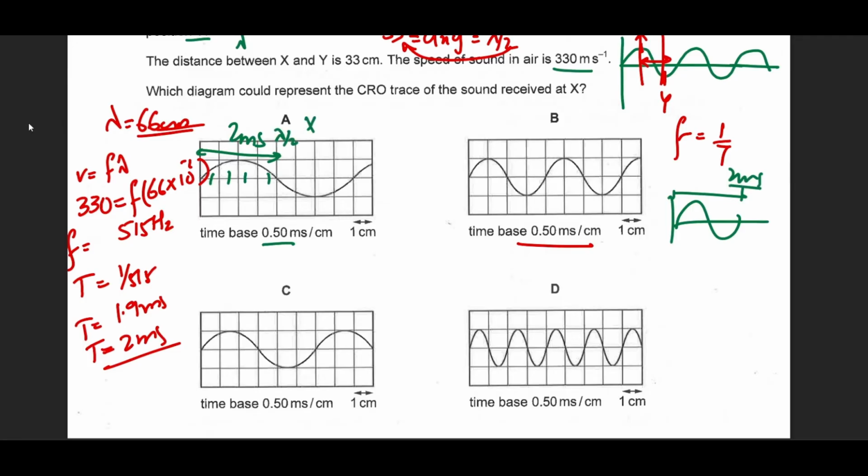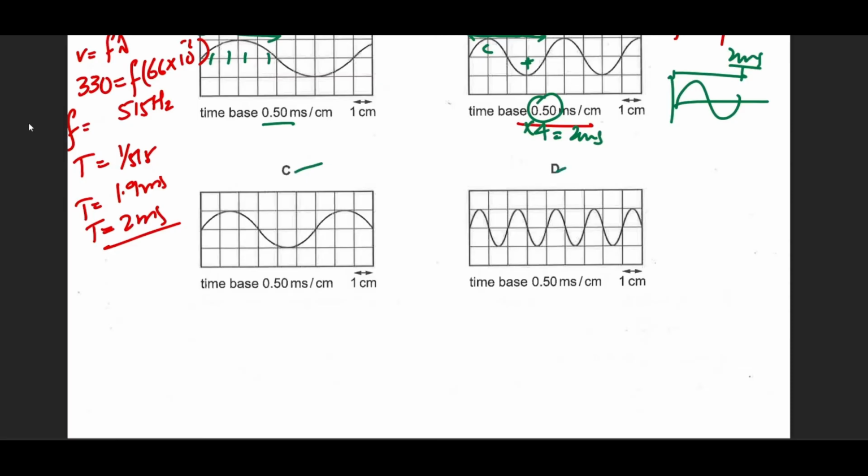Let's try option B. So from this point to this point, we count 1, 2, 3, 4 boxes, and 0.5 multiplied by 4 is actually 2 milliseconds. So yes, we have a complete wave with a crest and a trough, a complete wave within a time frame of 2 milliseconds. This seems to be the right answer. You can try this for option C and D. You will not get the 2 millisecond gap.